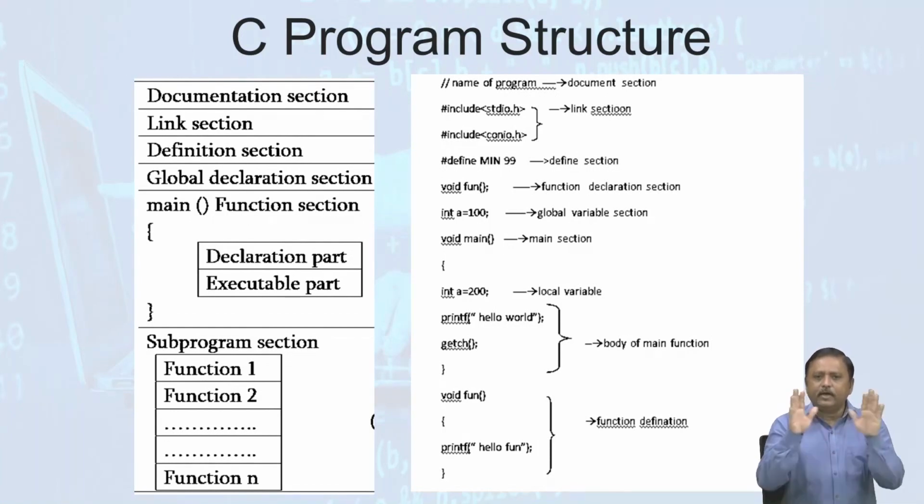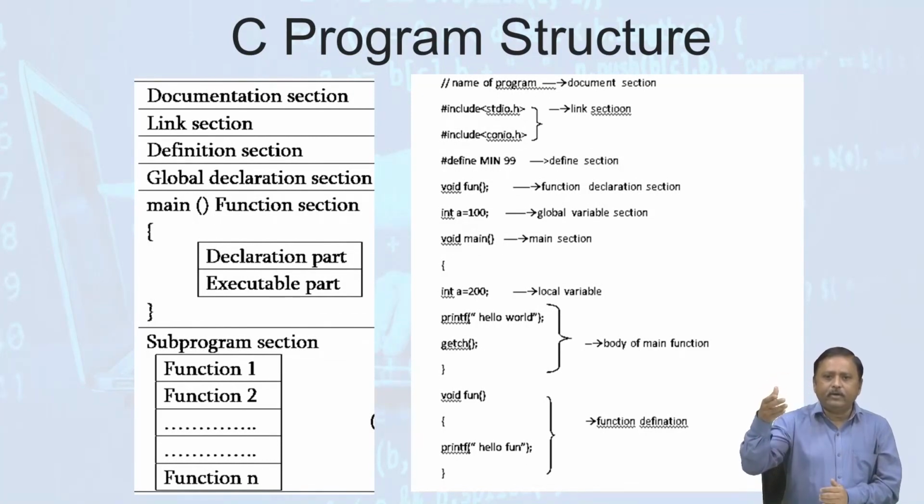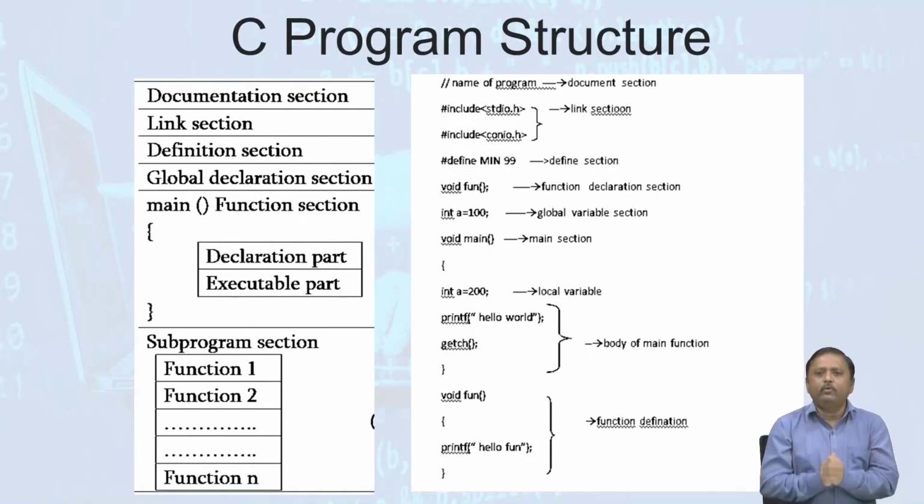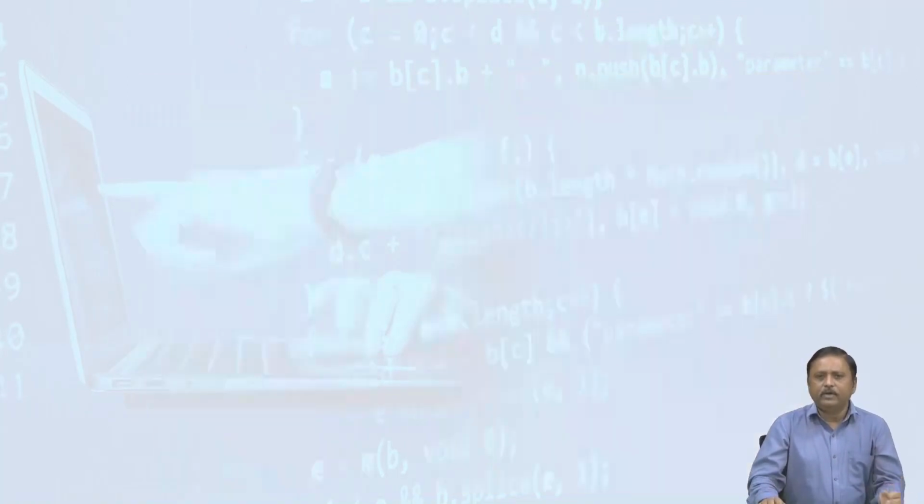So, this is the C program structure, and you have to at least write this link section or include part and the main function in order to write any program. The rest of the sections are not compulsory.